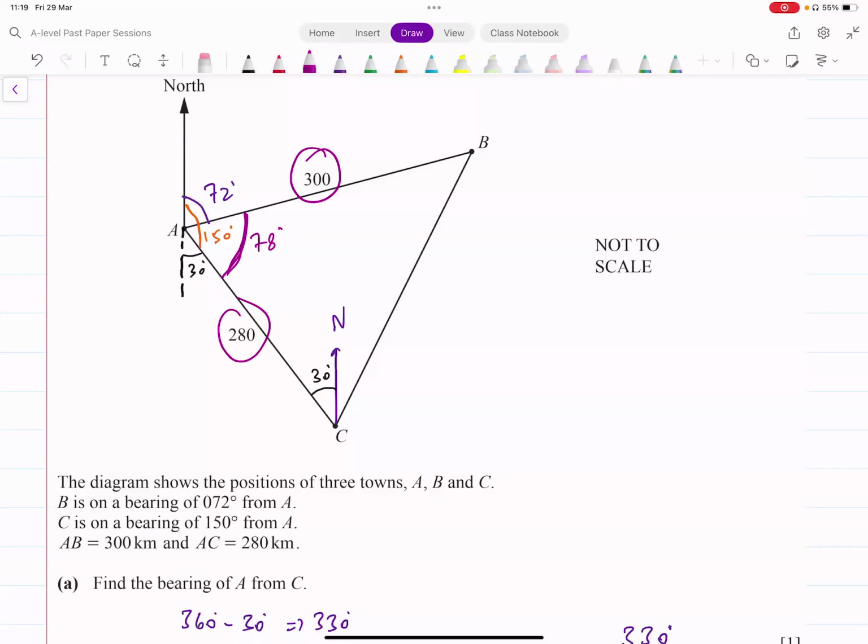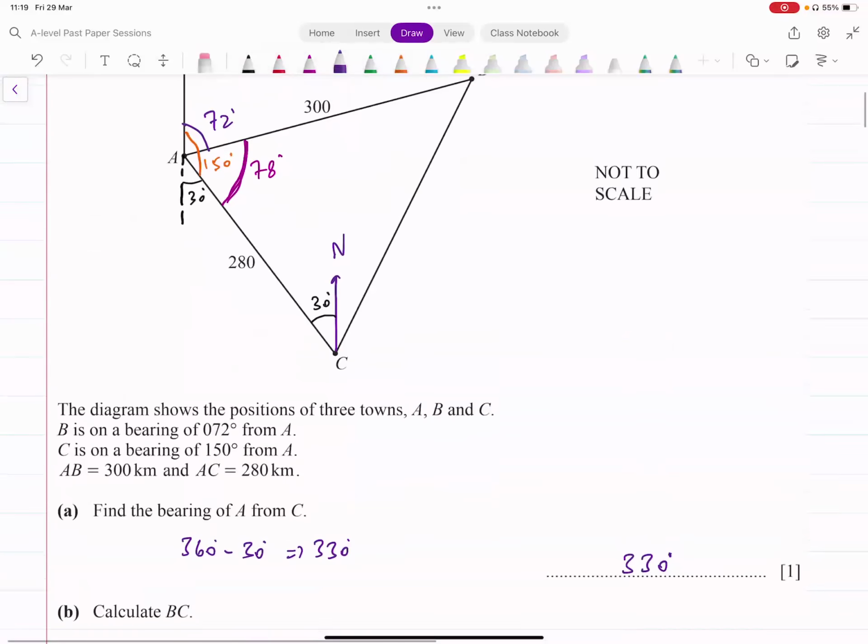Now we have two sides and the included angle, the angle between them, and we're looking for the third side. We want to find the length BC. We can't use sine rule here because we don't have any pair of angles and sides. We don't know what the angle opposite to 280 is. We do not know what the angle opposite to 300 is. So what do we do then? We have two sides and the angle between them. This is the case in which we use cosine rule. So let's use cosine rule on this and see what the length BC turns out to be.